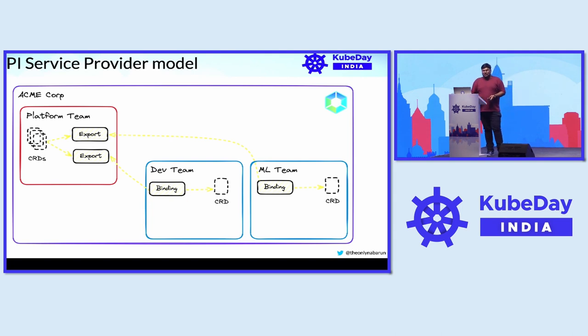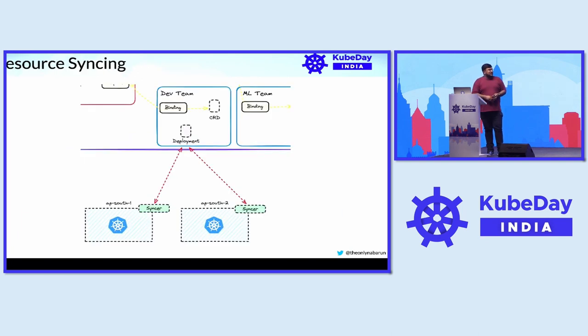The next bit, which is very important in KCP and what it does, is resource syncing. What I mean by resource syncing is, so the diagram is not cut. It's deliberately scoped and zoomed to that very portion. So when I talked about a dev team having access to a deployment, remember KCP doesn't have any compute capability. You have to attach compute to it. So the two clusters below, one running in Mumbai and one in Hyderabad on AWS, one in AP South 1 and one in AP South 2 zone, they can run workloads. They are proper Kubernetes clusters with compute capabilities.